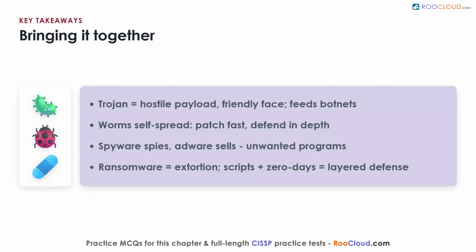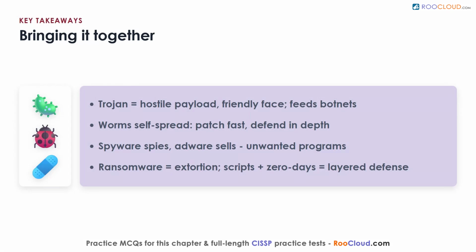So let's bring it together. A Trojan hides a hostile payload behind a helpful face, and it often drafts you into a botnet. A worm needs no human and spreads on its own, teaching us to patch fast, defend in depth, and respect that code can even cause physical harm.